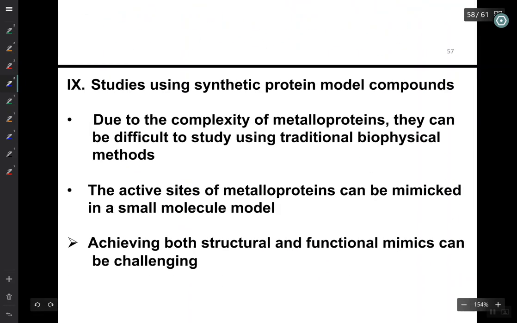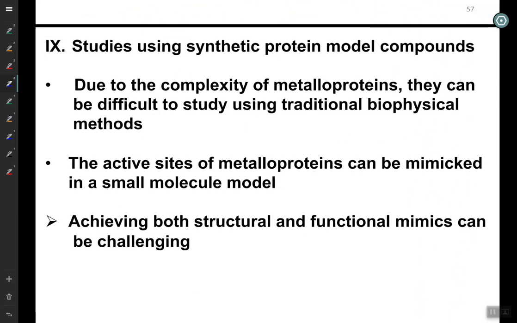And then this very last part, which I will finish with, is studies using synthetic protein models. In the previous part of this lecture, you've seen many examples. We have very complicated structures. The proteins are really large, usually thousands of atoms large, and so it's very hard as chemists to study them. So one approach that's been used is to make model complexes of just the cofactor so that we can probe the structure and study the chemistry. Due to the complexity of metalloproteins, they can be difficult to study using traditional biophysical methods. The active sites of metalloproteins can be mimicked in a small molecule model. However, achieving both structural and functional mimics can be challenging.